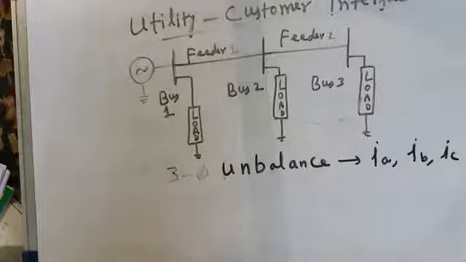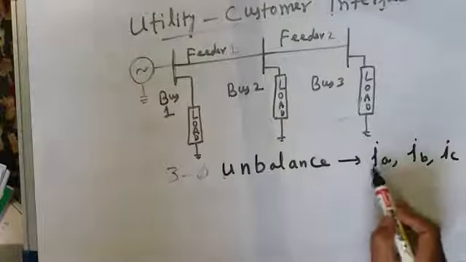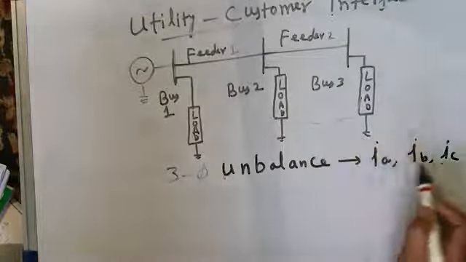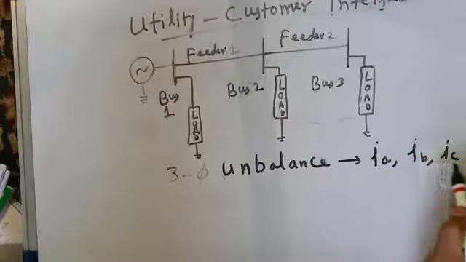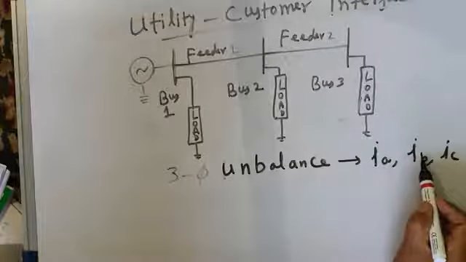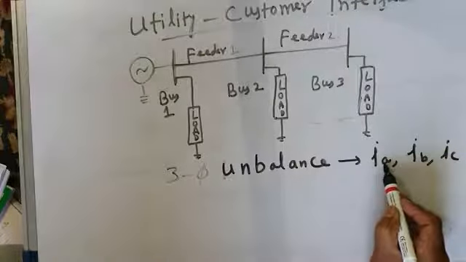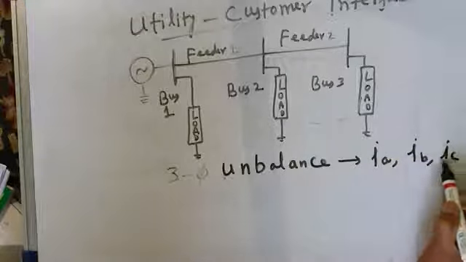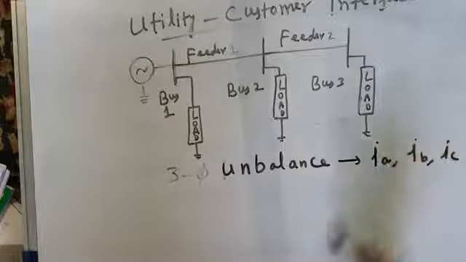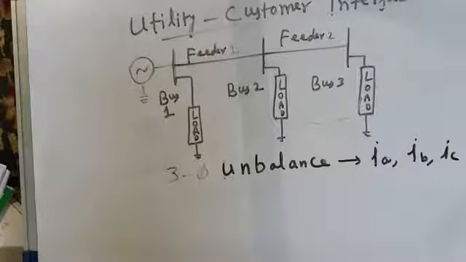A 3-phase system is said to be a balanced system if the magnitude or amplitude of all the 3 line or phase currents is the same. The phase relationship between consecutive line currents is also equal. I mean, current IB should be lagging behind current IA by 120 degrees, IC should lag behind IB by 120 degrees, and IC should lag IA by 240 degrees. So such a system is called a balanced 3-phase system.